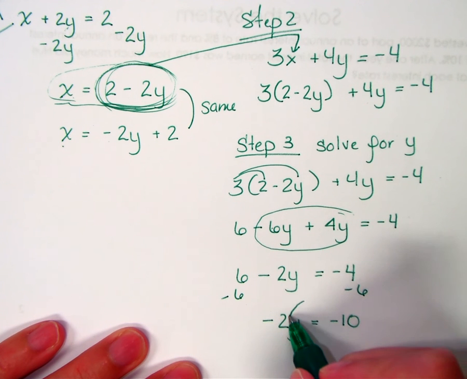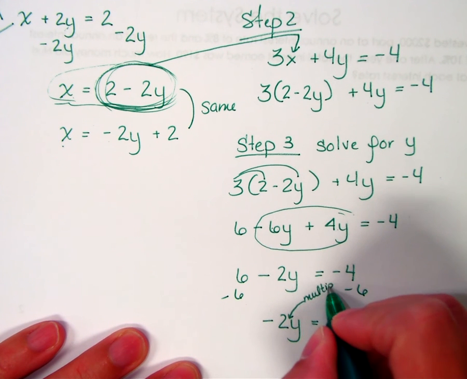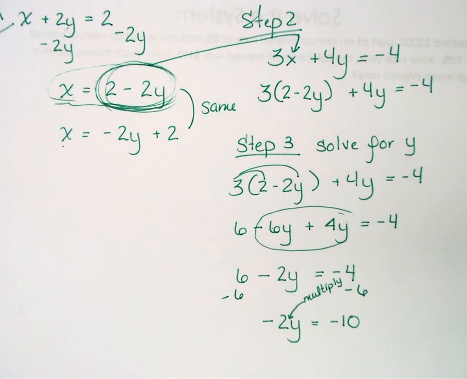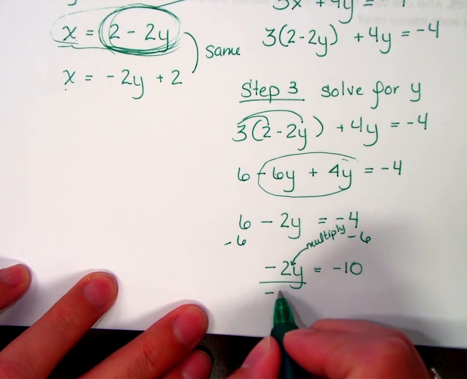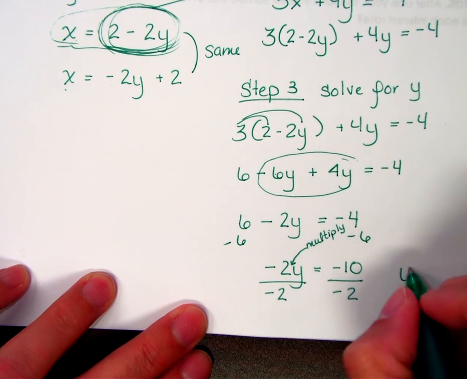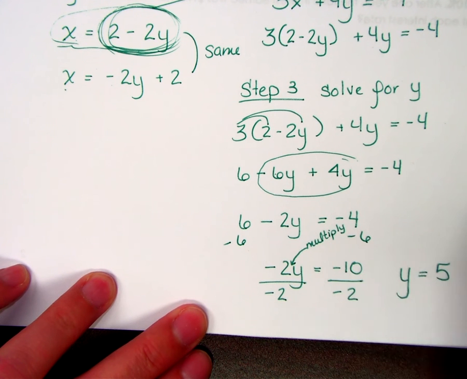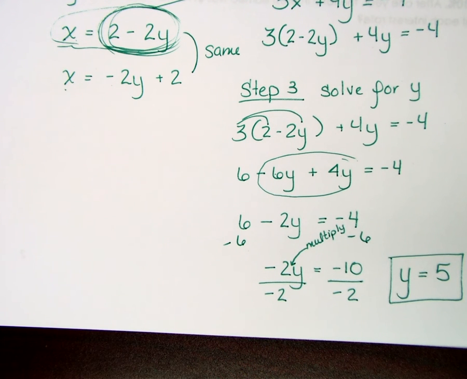So the operation between the 2 and the y is multiply. And you guys know that, so you don't feel like you have to write that down. So the opposite to multiply is divide by a negative 2. And y is equal to a positive 5. Okay, so we found our y value.